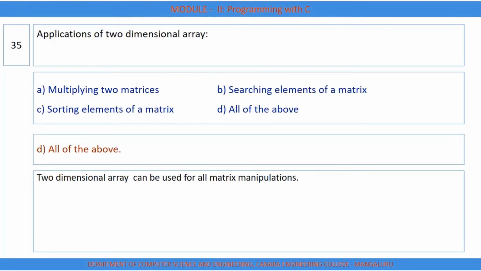Applications of two-dimensional array. Option A, multiplying two matrices. Option B, searching elements of a matrix. Option C, sorting elements of a matrix. Option D, all of the above. Answer is option D, all of the above, because two-dimensional array is used to perform all matrix manipulations.